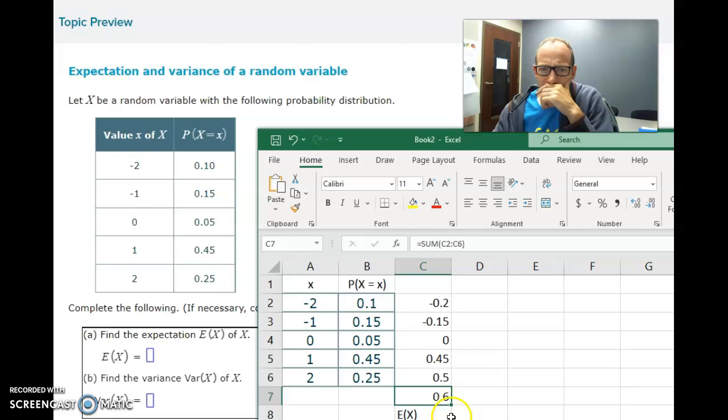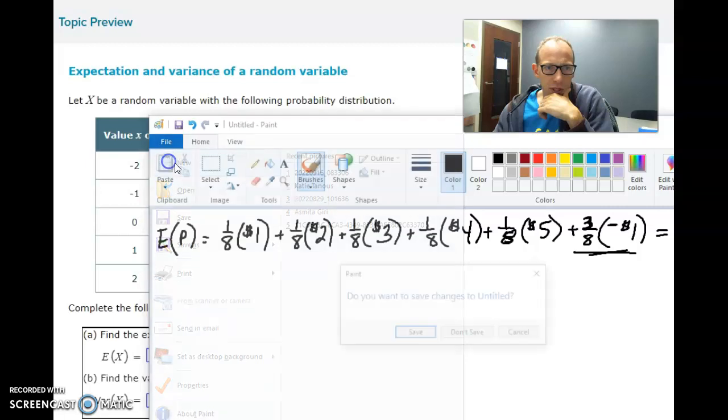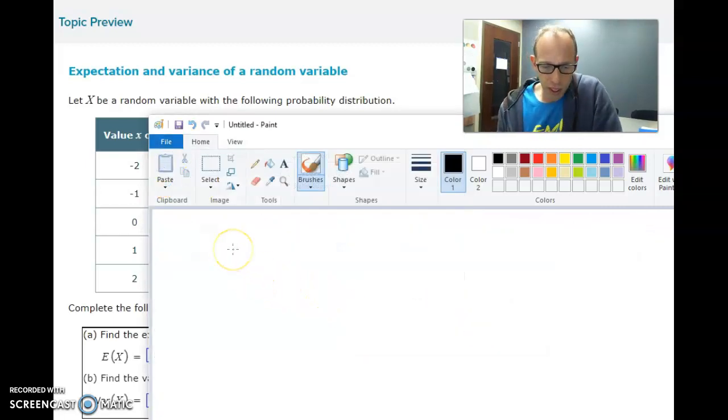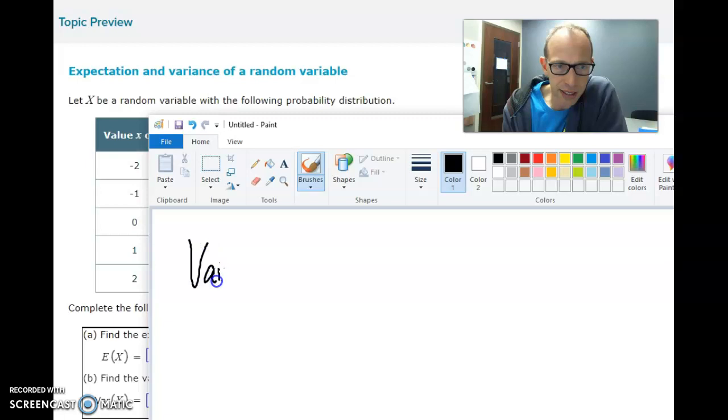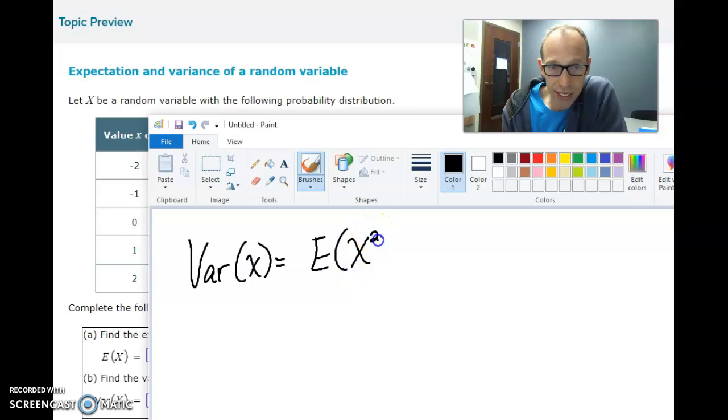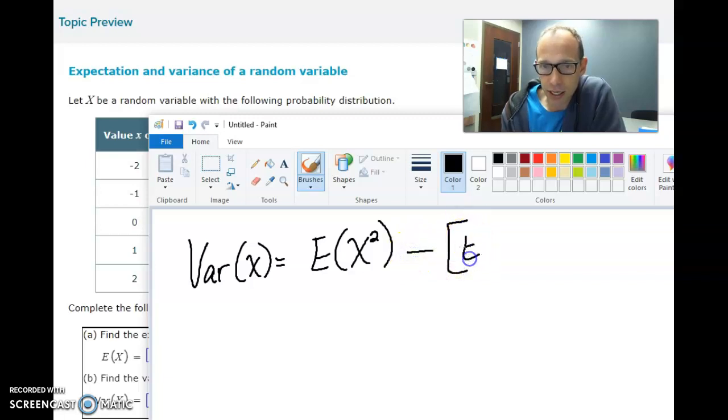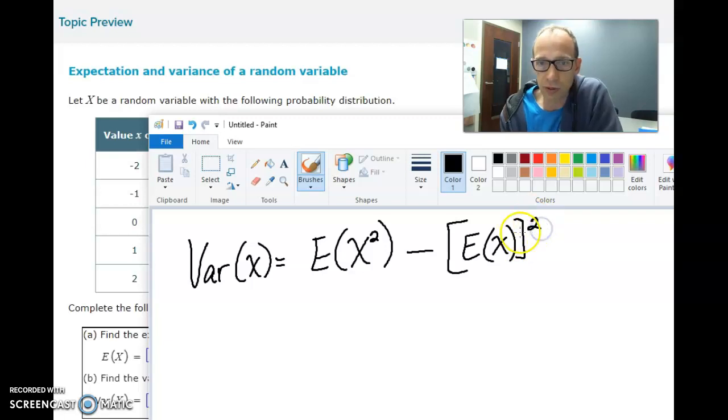Okay, now to get the variance, let me just pop this open real quickly here. So the formula I really like, I think is the easiest for variance of x, is the expected value of x squared, which we have not calculated yet. We don't know what the average x squared value is, minus the expected value of x, which is what we just calculated. And I guess we could do this a couple different ways. But we're going to square that number that we just came up with. That's what's going to get subtracted from this other thing.